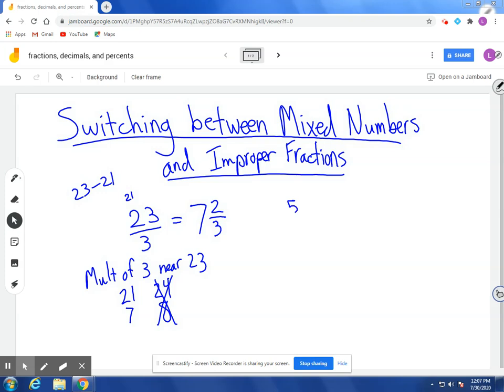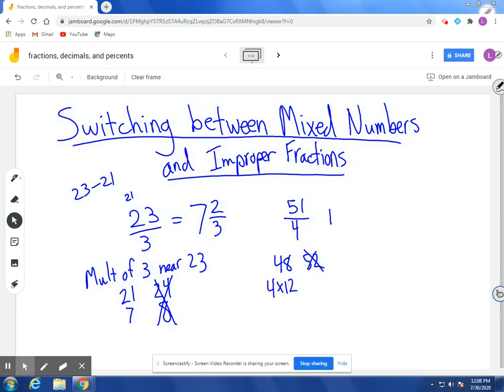Let's say we have something like 51 over 4. Again, I want to think of some multiples of 4 that are near 51. And once you get one, you can kind of go, 48. All right, maybe let's go one more, 52. All right, 52 is too big. But what's 48? 48 is the result of 4 times 12.